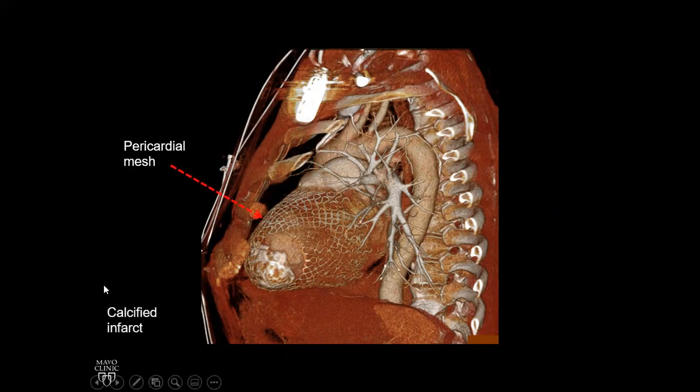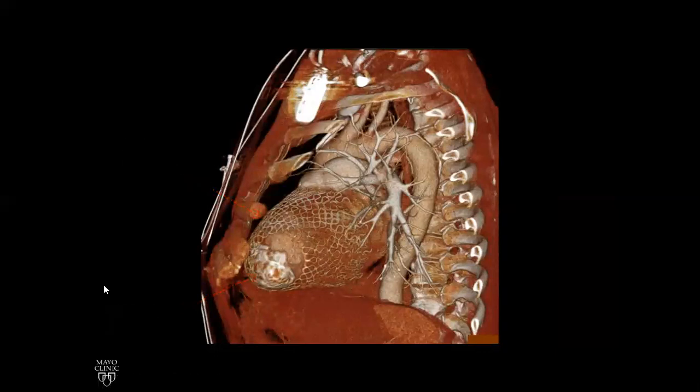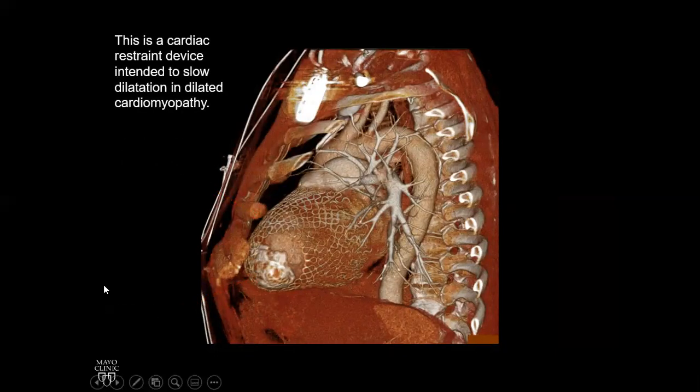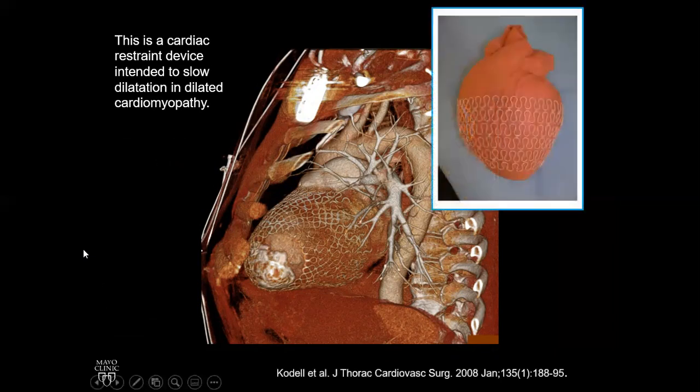This other line here is a calcified infarct. So this is a cardiac restraint device. These were developed with the idea of preventing dilatation of the ventricles, like preventing dilatation in dilated cardiomyopathy, and they didn't really work and they're not used nowadays. But here is a photograph of this mesh device on a model.